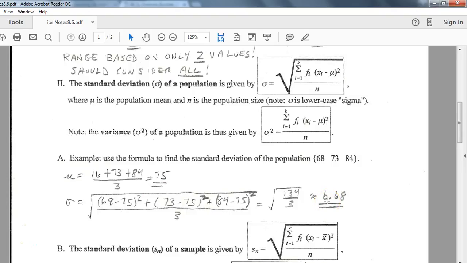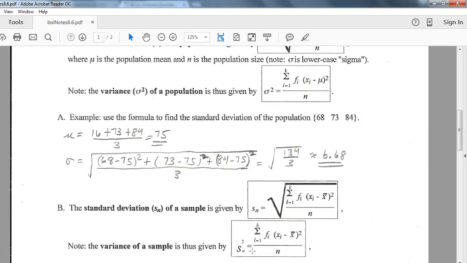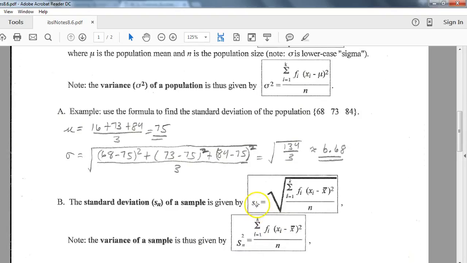Just a quick side note, in your calculator, you're going to see two answers for standard deviation. One looks like this symbol here. The other one has an S for a sample. The difference between a sample and a population is they use n-1 right here instead of n. So that's why you get two different answers for that.